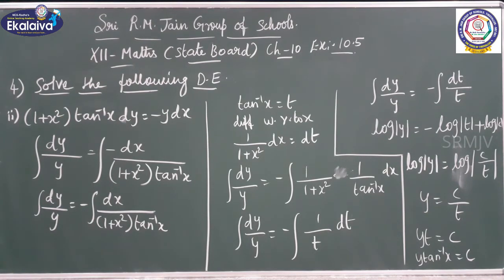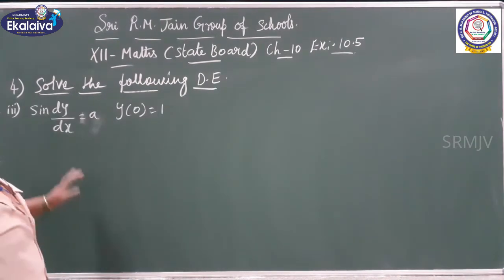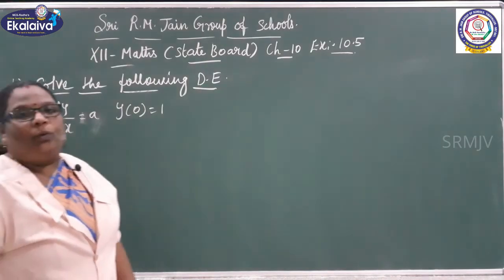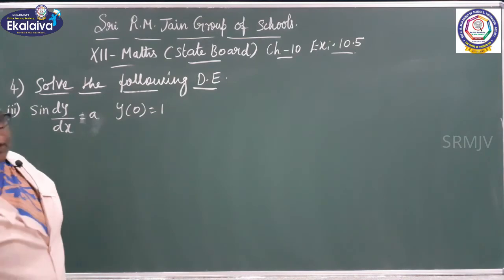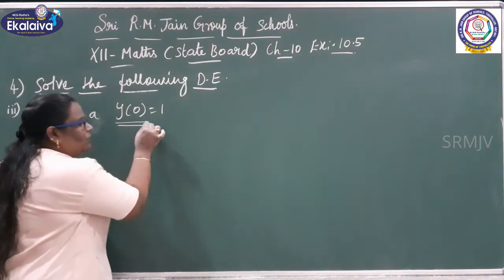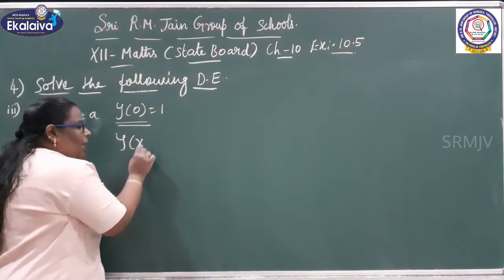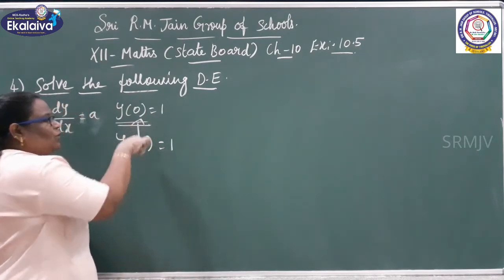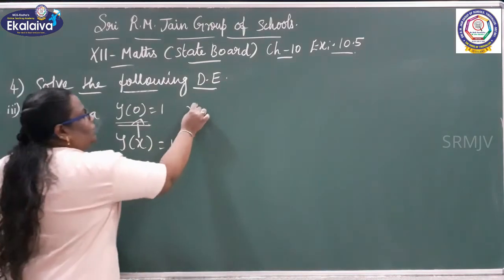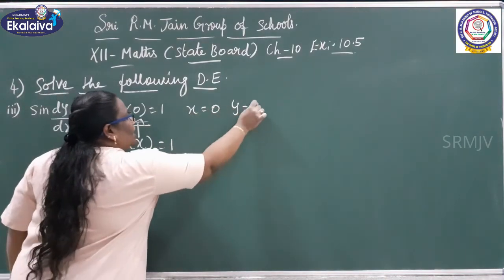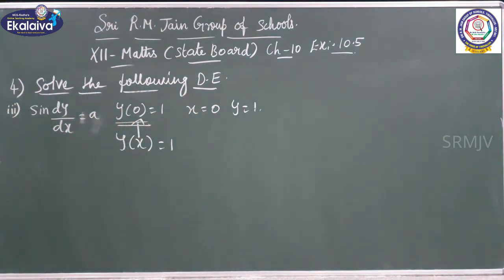See the third subdivision, sine of dy by dx equal to a, y of 0 equal to 1. What is the meaning of this y of 0? That is y of x equal to 1, in the place of x the value is 0. So if x equal to 0, y equal to 1.